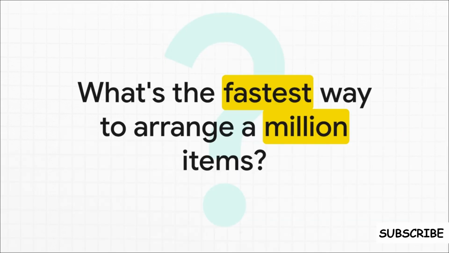So let's just jump right in with a huge question. Imagine you've got a million things. Could be anything. Songs on a playlist, customer records, you name it. And you've got to sort them right now. How do you do it? Well, the answer isn't just one magic bullet algorithm. It's actually a story. A story about making really smart trade-offs.